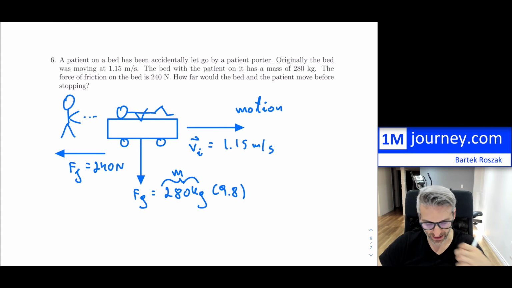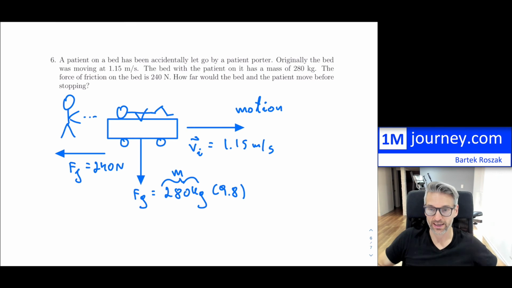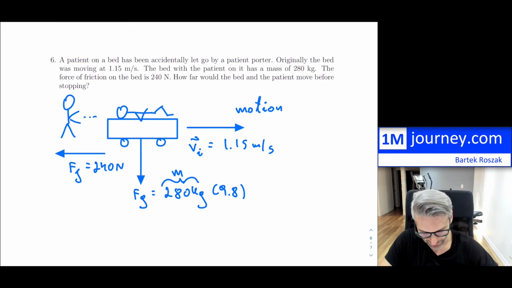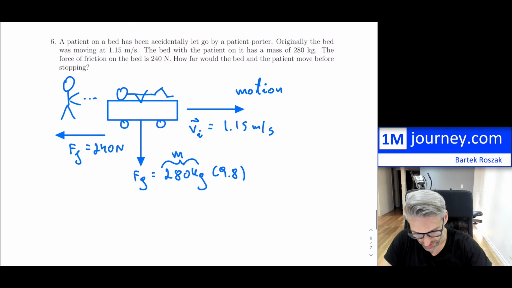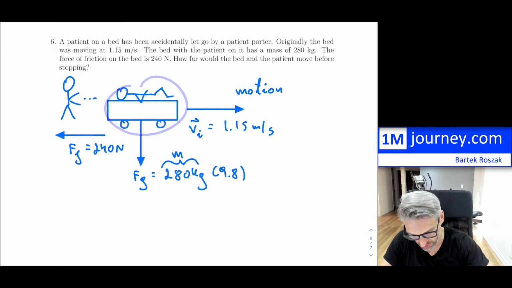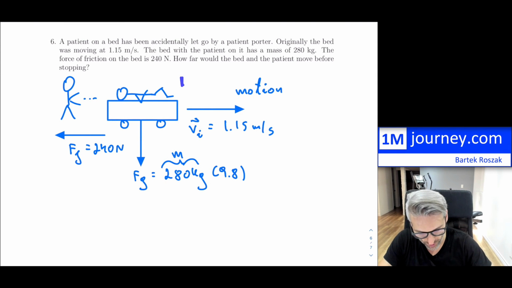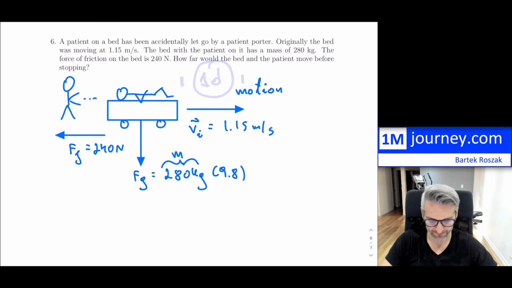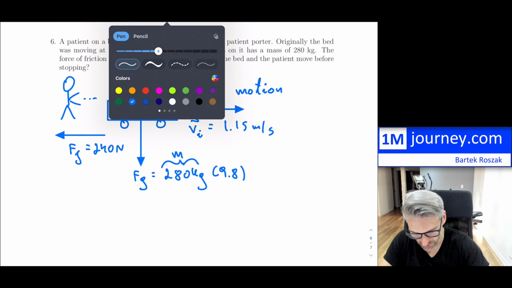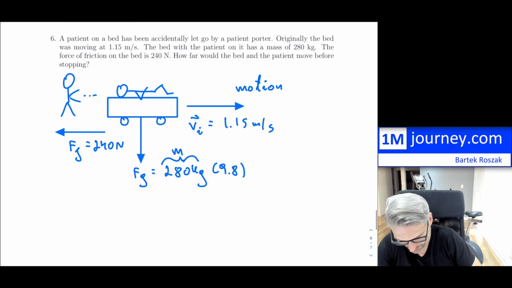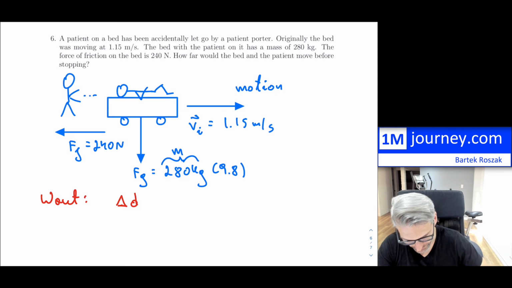How far would the bed and the patient move before stopping? Okay, so this is going to take us a little bit of time. What they're asking us is for this bed, sure there is friction, but they're moving. So that means it's going to move a certain distance, and we want to find out what that distance is. That's ultimately what we want.